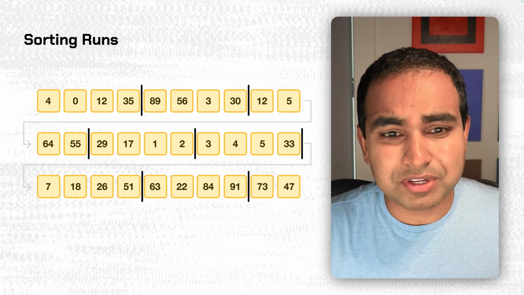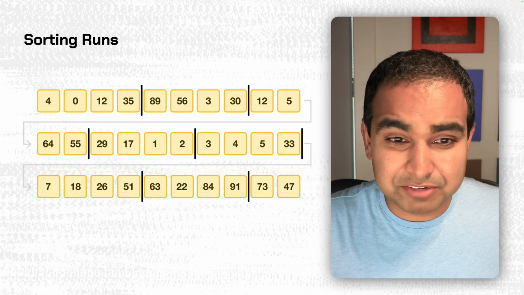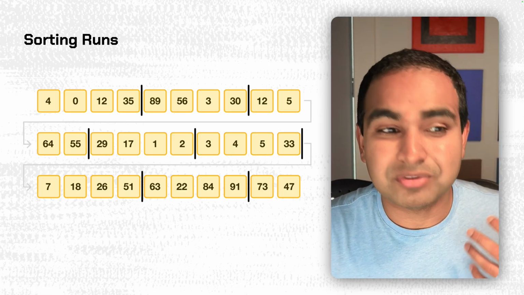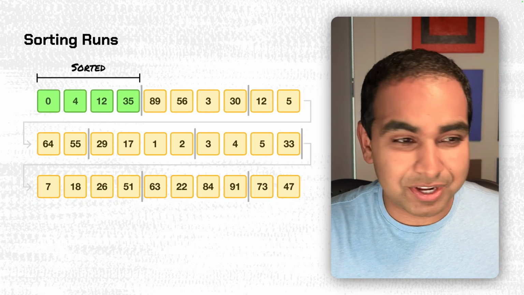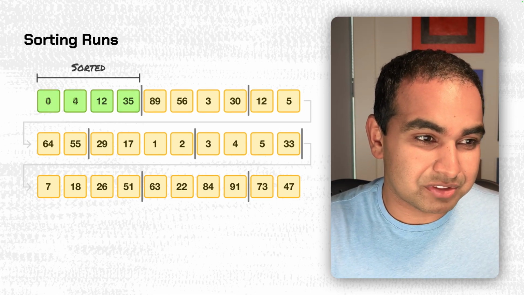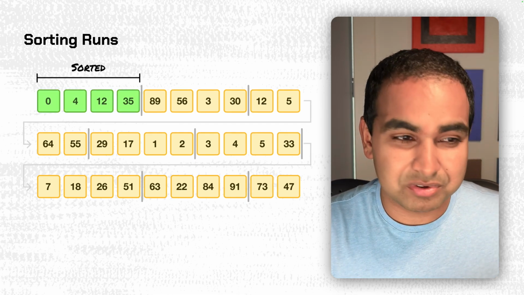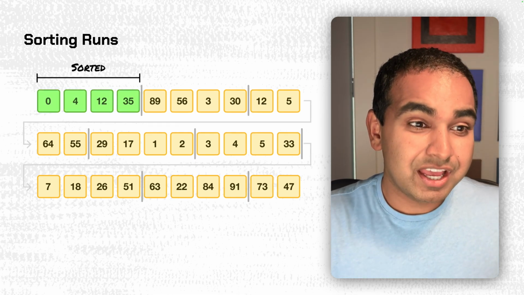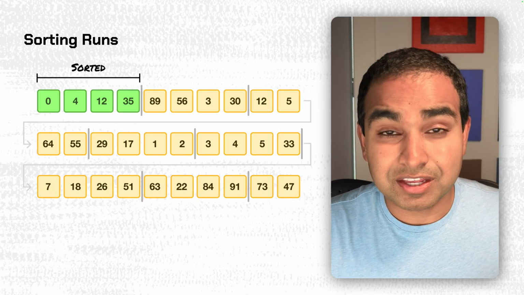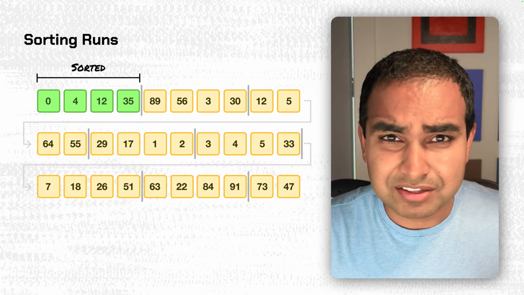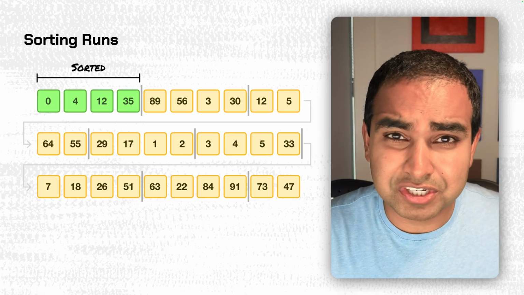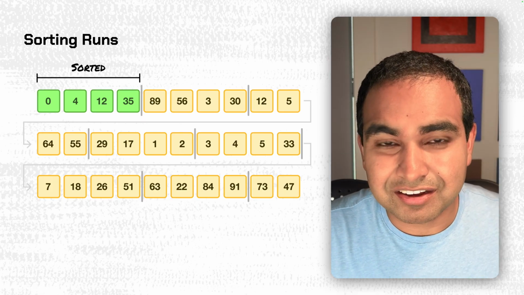So the first thing we do after we divide up our full input into runs is we sort them, and we sort them sequentially. So the first run is sorted. In this case, it was 4, 12, 35. It was sorted to 0, 4, 12, and 35. And this sorting is done by using insertion sort. I'll talk a little bit more about that in a moment, because you're probably wondering, is insertion sort a terribly inefficient algorithm for doing any kind of sorting?